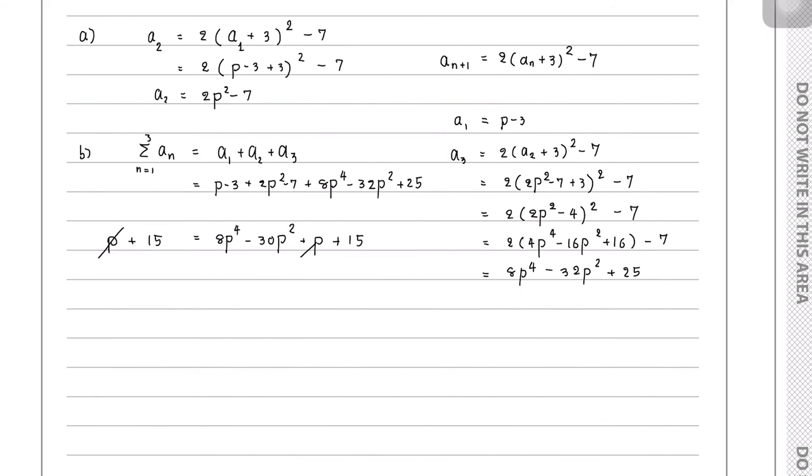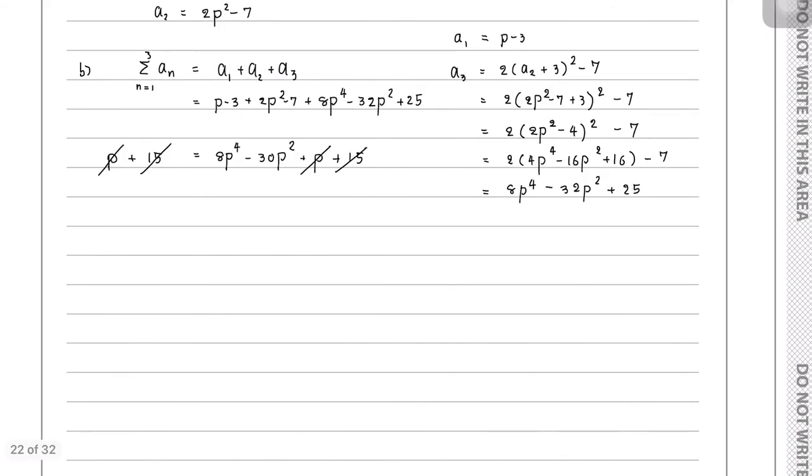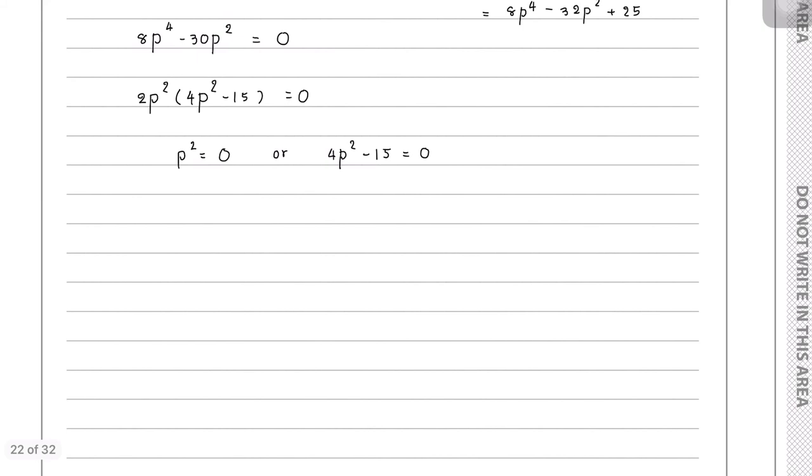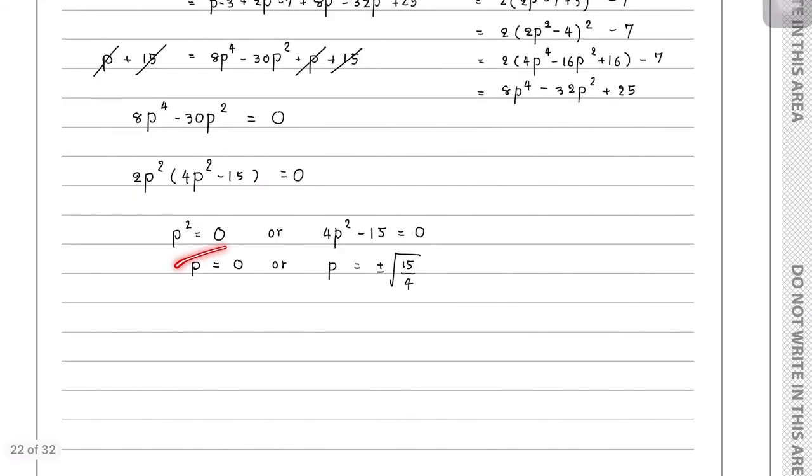So p and p here cancel, same as this term. Now we've got 8p to the power of 4 plus 30p squared equals 0. We can simplify this term. It will be 2p squared times 4p squared minus 15 equals 0. That means p squared equals 0, or 4p squared minus 15 equals 0, which means p equals 0, or p equals plus minus square root 15 over 4. These are the values of p.